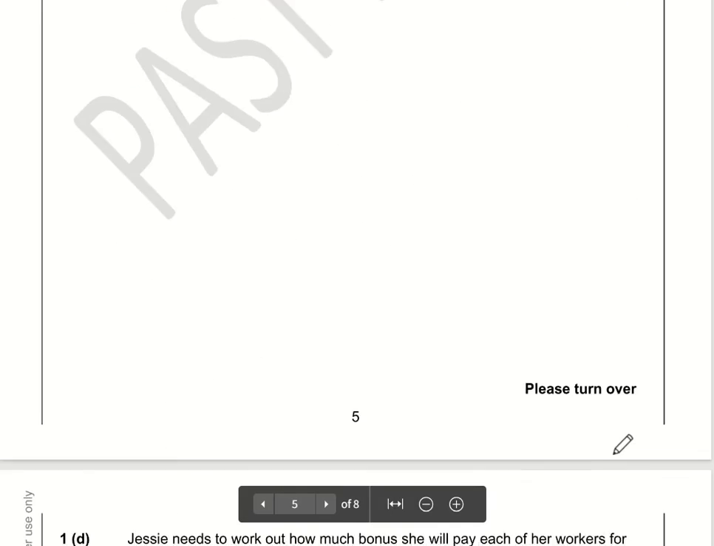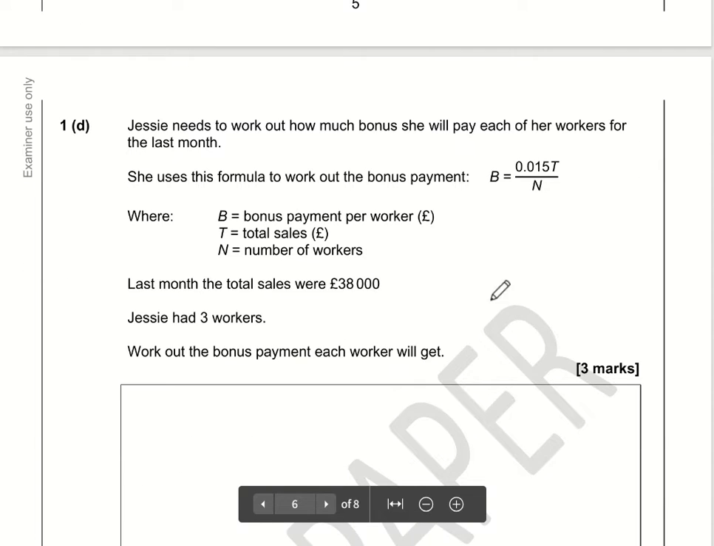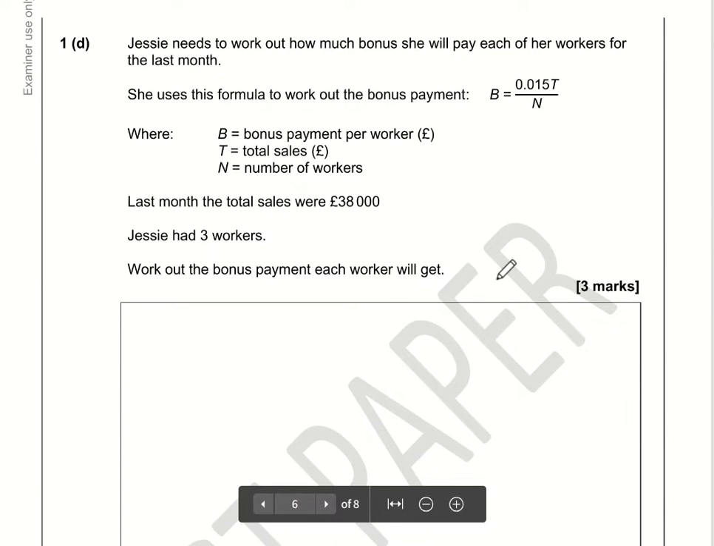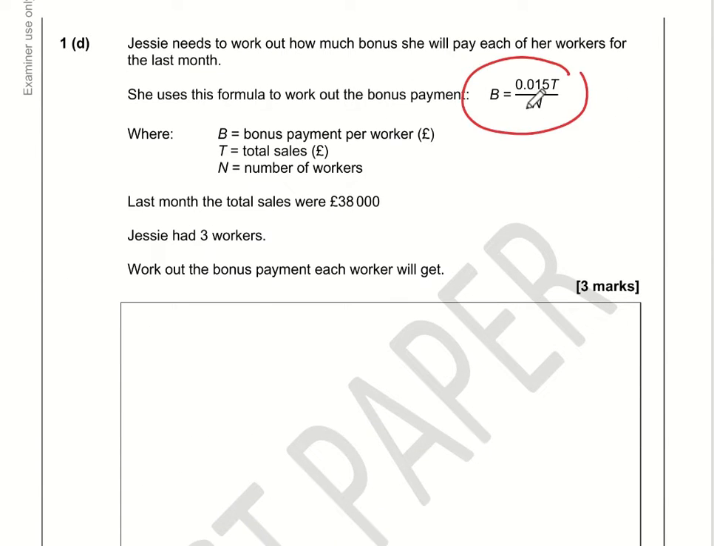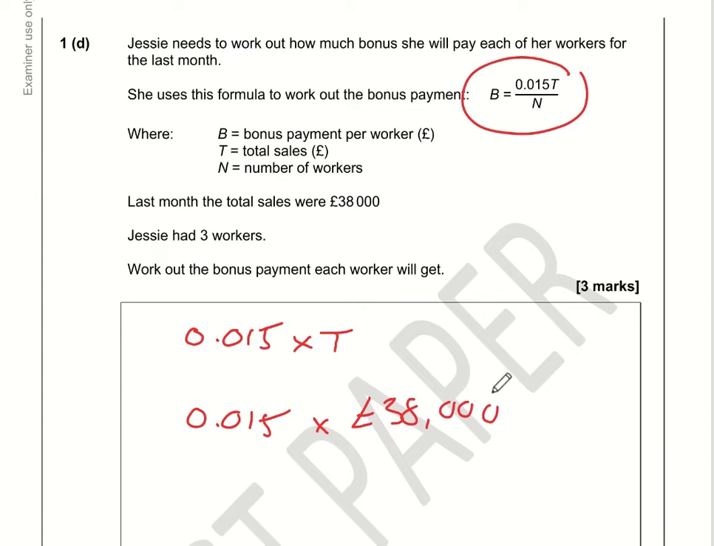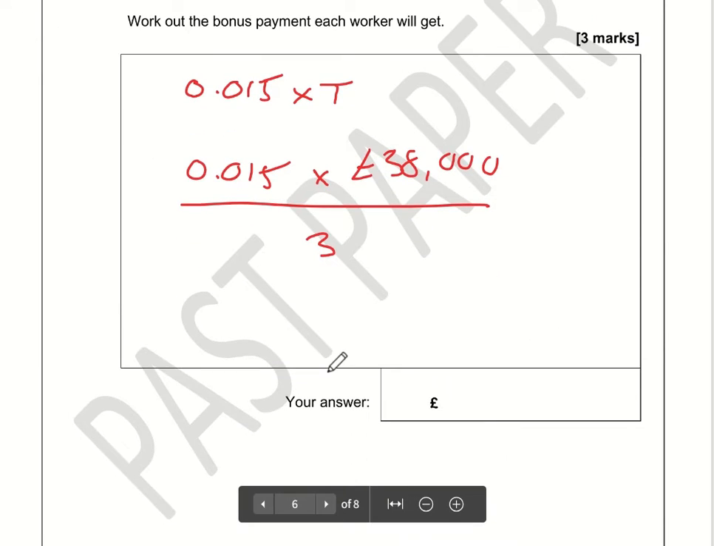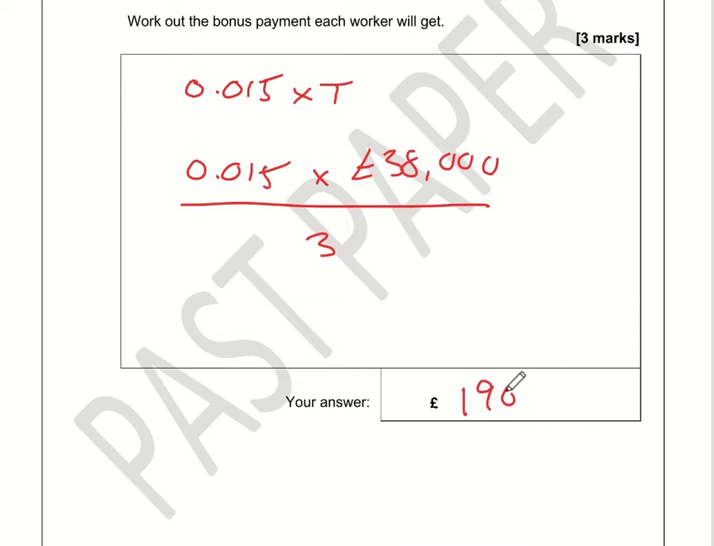Okay, let's take a look at part D then. Another one that's relatively straightforward, we're just using this formula. So we need to remember that 0.015t means 0.015 multiplied by t, so that's 0.015, and t is the total sales, so times 38,000, and that's going to be divided by n, which is the number of workers, and working that out, that comes to a total of £190.